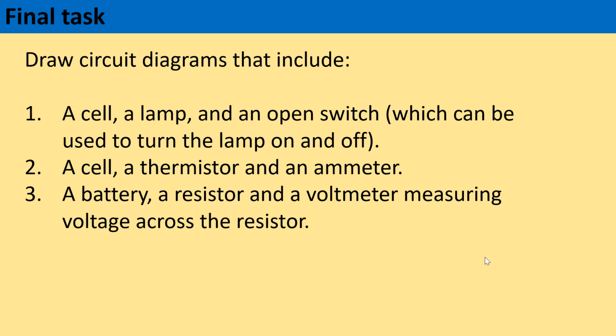The second diagram is going to include a cell, a thermistor, and an ammeter. So just be careful where you connect your ammeter. And then the third diagram you're going to draw is a battery, a resistor, and a voltmeter measuring voltage across the resistor. So you need to think carefully about where you're going to position that voltmeter. And also with that one, just make sure you distinguish between a battery and a cell. They are slightly different diagrams.